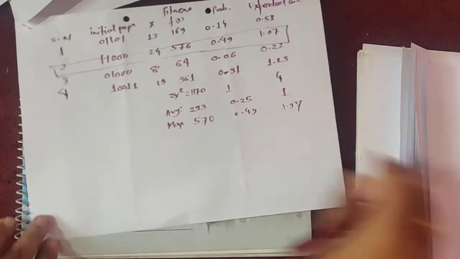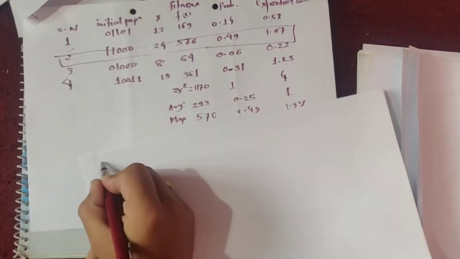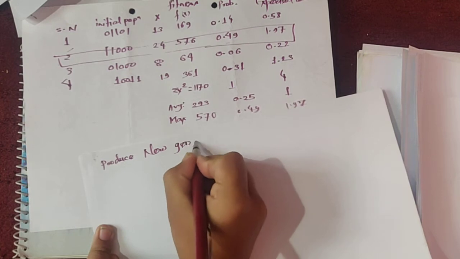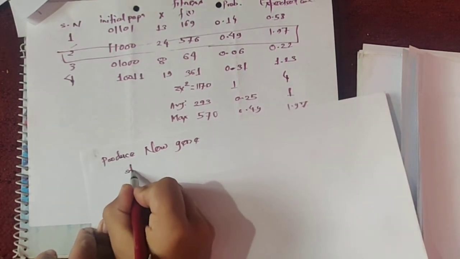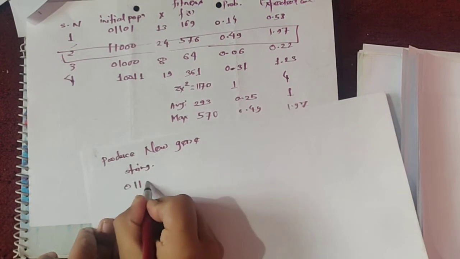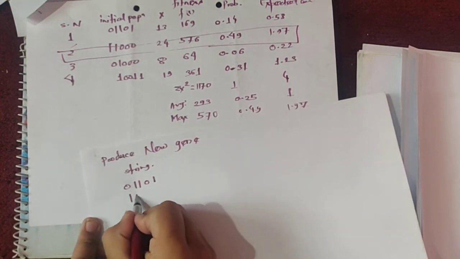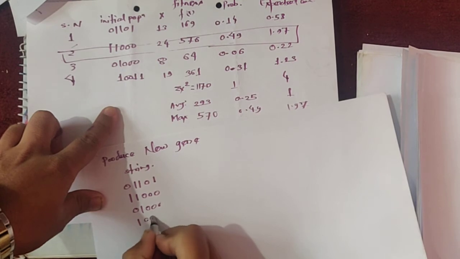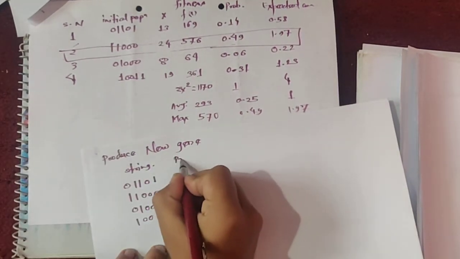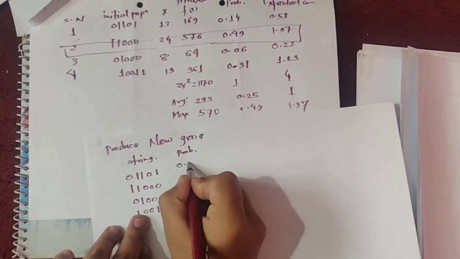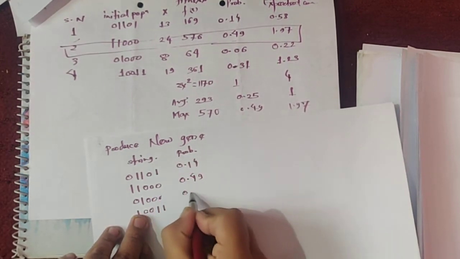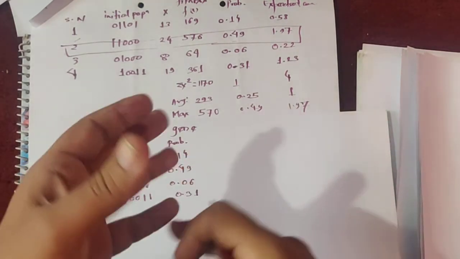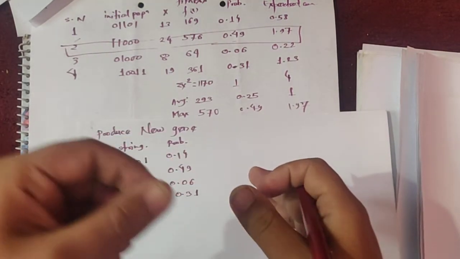Now produce a new gene, population or offspring. Our strings were 01101, 11000, 01000, 10011, and the probabilities were 0.14, 0.49, 0.06, 0.31. Now by using these probabilities, we form ranges, generate some random numbers, and check whether each lies in a range or not.